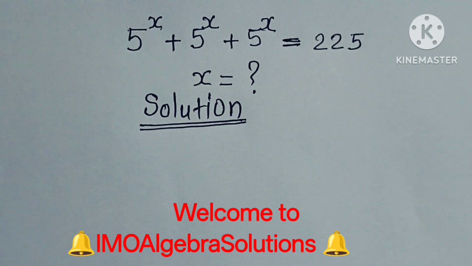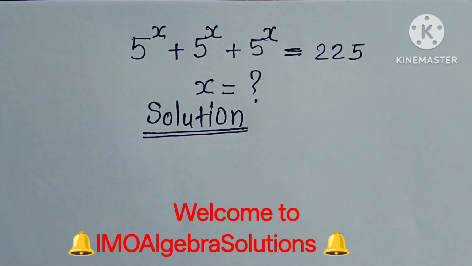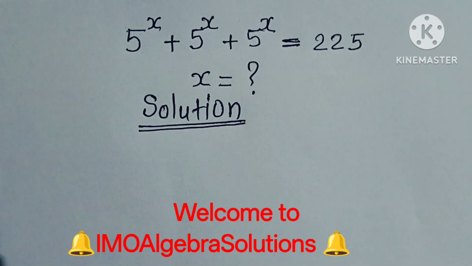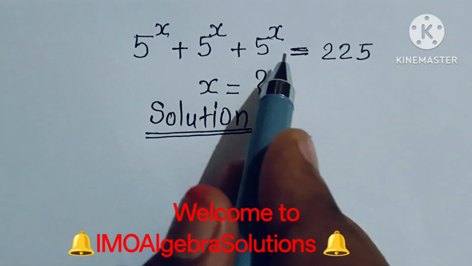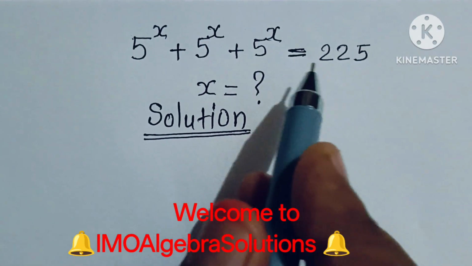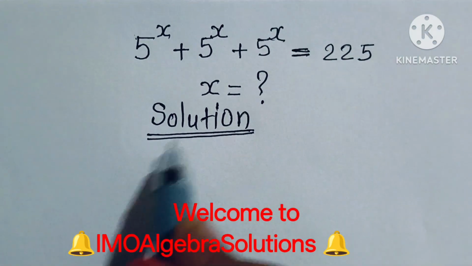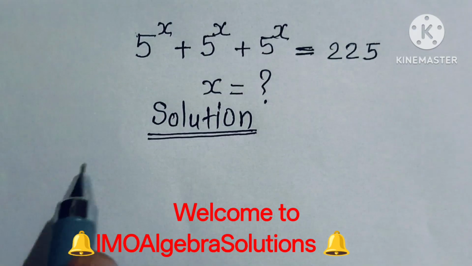I am Algebra Solution. A nice algebra math simplification problem. 5 raised to power x plus 5 raised to power x plus 5 raised to power x equal to 225. You have to find the value of x. So let's start.